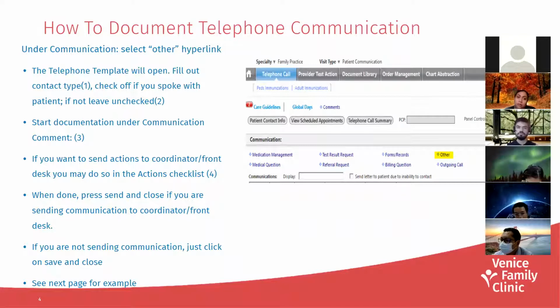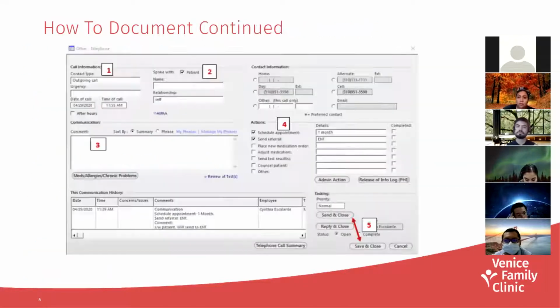If you are sending communication to a coordinator, the front desk, or any of the staff in particular, it could be a communication amongst yourselves. It could be different staff members; it doesn't have to be coordinators or front desk. A task group can be created for you, and then you can receive inbound communications or vice versa. If you're not sending communication, just click save and close. See the next page, for example.